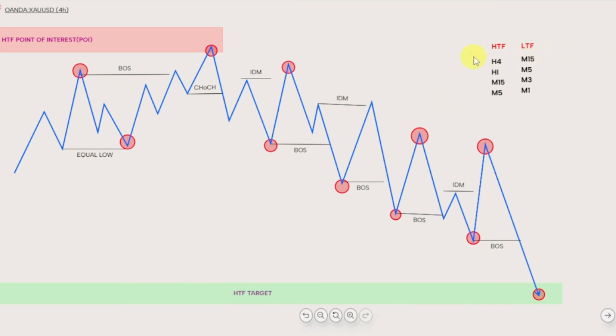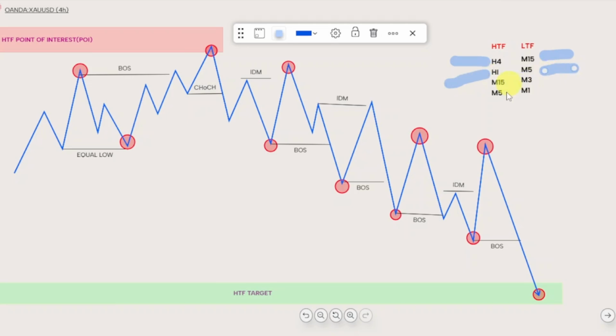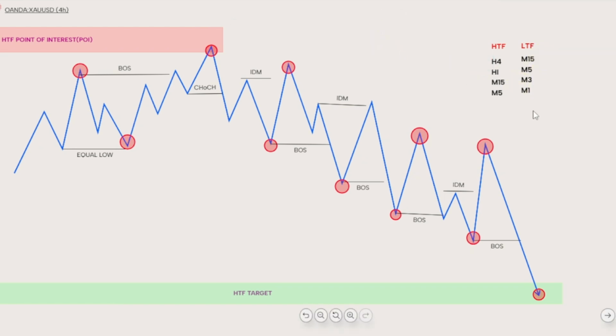If your higher time frame is on the 4 hour, you need to pick your entry on the 15 minutes. If your higher time frame is on the 1 hour, you need to pick your entries on the 5 minutes. And if you are using the 15 minutes as your higher time frame, then you need to use the 3 minutes as your entry zone, you scale down to the 3 minutes. And if you are a scalper and you are marking your key levels in the 5 minutes, then you need to scale down to the 1 minute to take your entry.